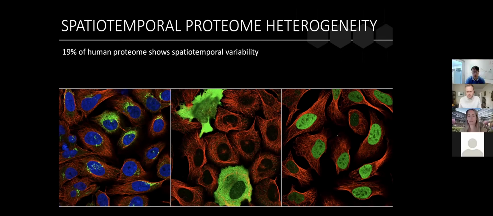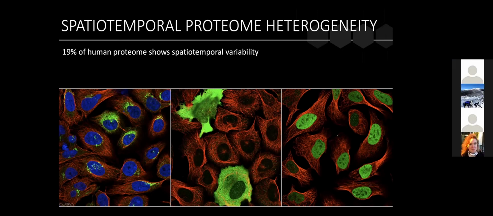So based on this, and particularly this image to the left here, we thought that these are still non-synchronized cells. They're in log phase growth. Probably most of these variations we can attribute to the cell cycle. So let's test that hypothesis.